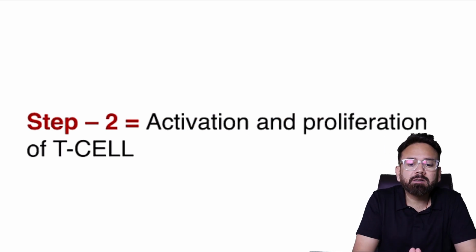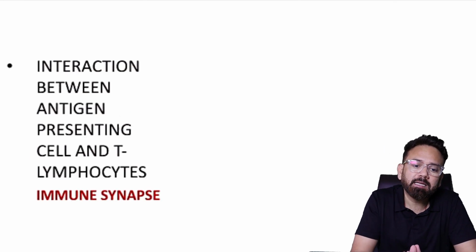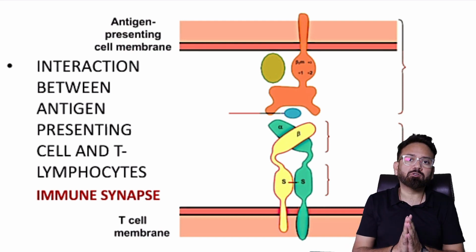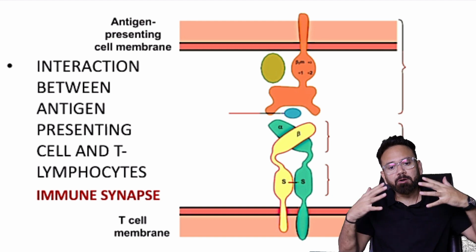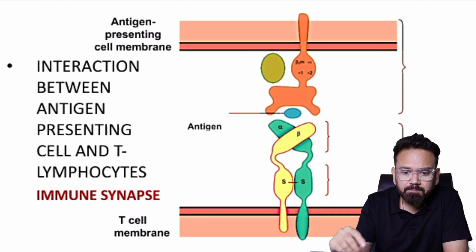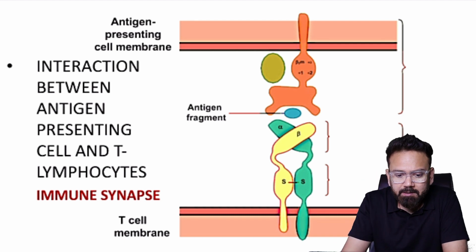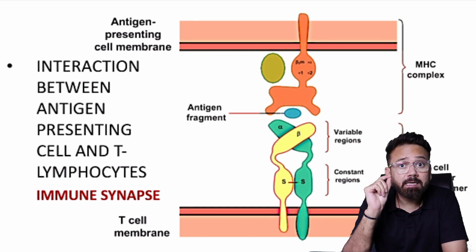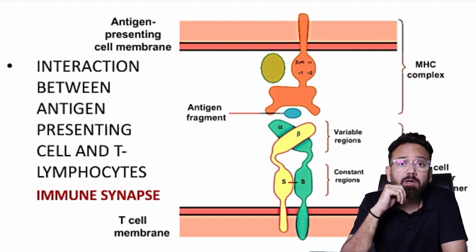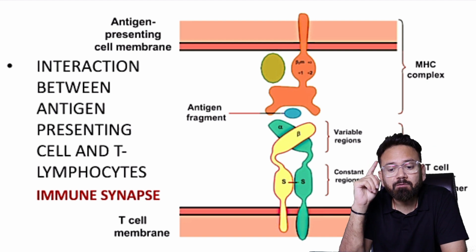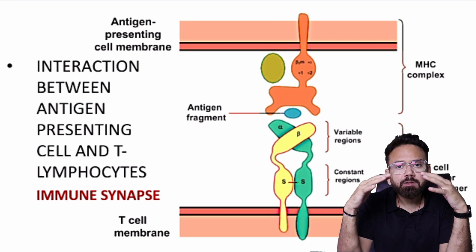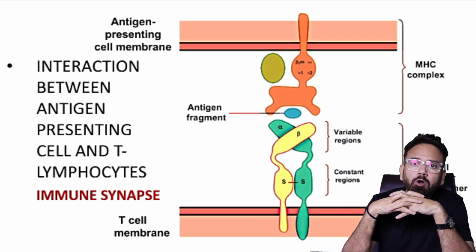Now step 2 is activation and proliferation of the T cell. So interaction between antigen presenting cell and T lymphocyte is called immune synapse. Between antigen presenting cells, you can see here that between alpha 1 and alpha 2 there is antigen fragment, and this TCR is T cell receptor heterodimer. Why heterodimer? Because you can see in this diagram there is alpha beta chain. It is called variable chain, and in the constant region there is a bond called disulfide bond.